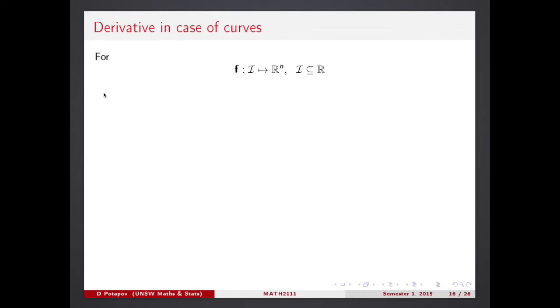we have lots of different combinations of domains and codomains of the functions when we study them, lots of different combinations of dimensions of the domain and codomain. Curves represent a relatively simple setting when you have only one variable in the domain and n variables in the codomain. That's why we start with this setting. And the derivative, in particular, is relatively easy here.